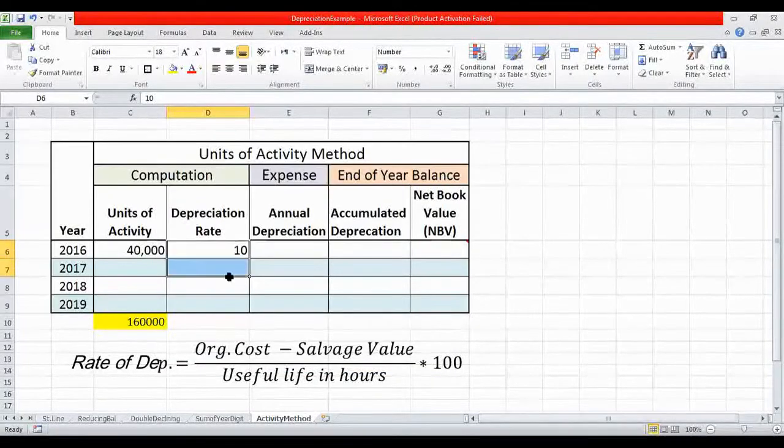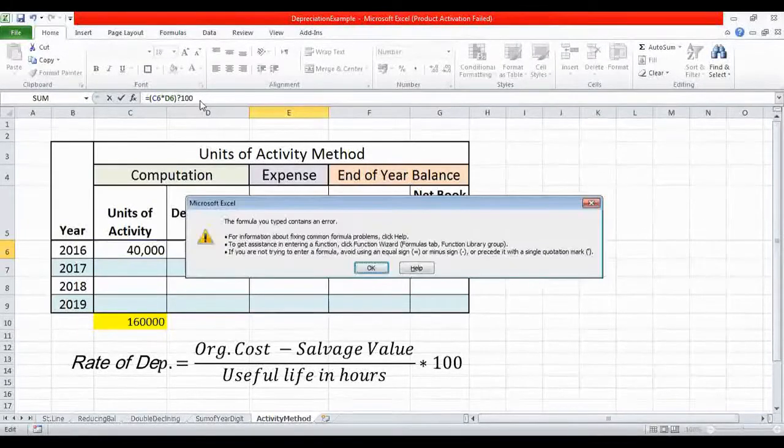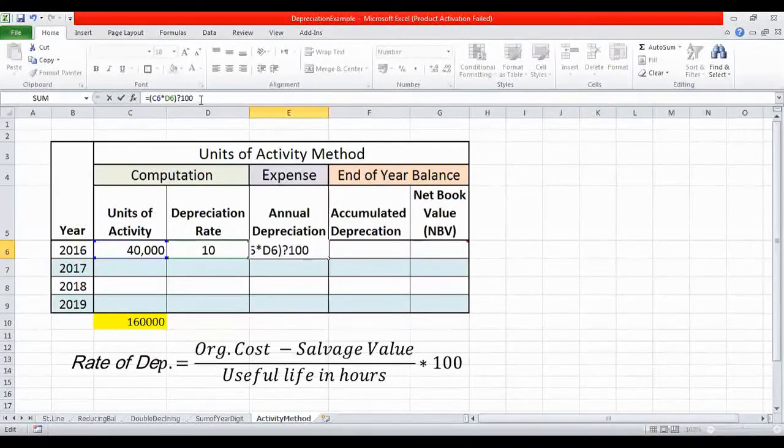So 10%. Now we need to calculate the depreciation amount. So simply the method remains the same. So this times the 10%, this is 10%. So let's try to calculate the percentage. So 4,000. So in this way, we are going to do it for all the years.